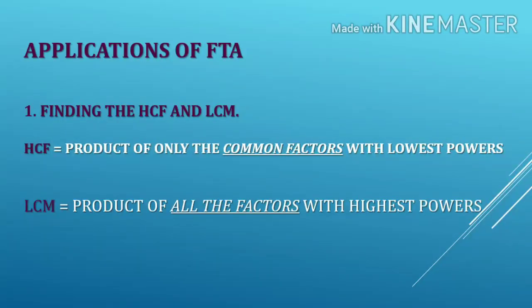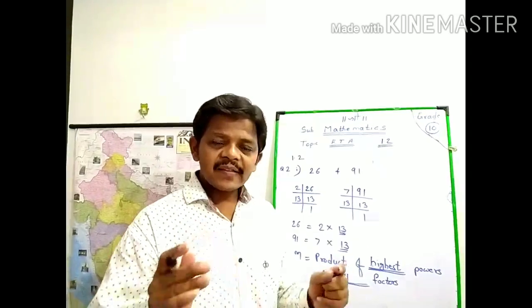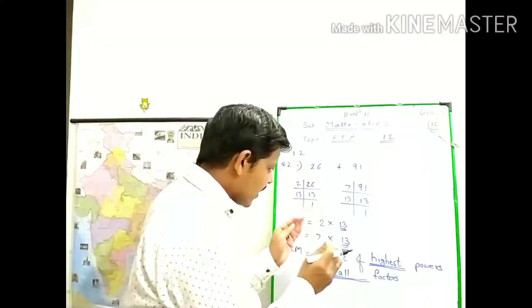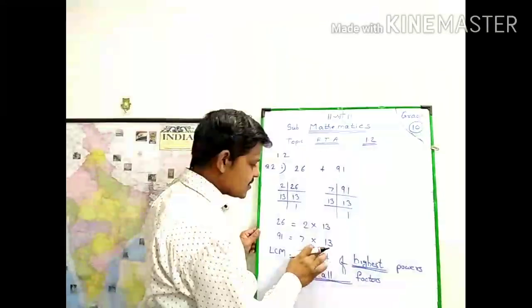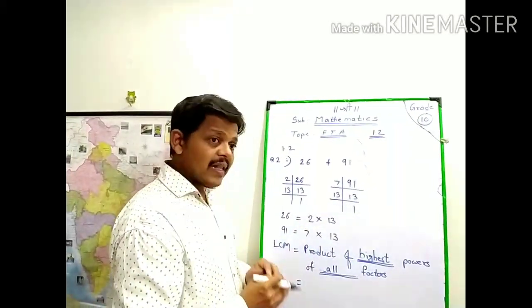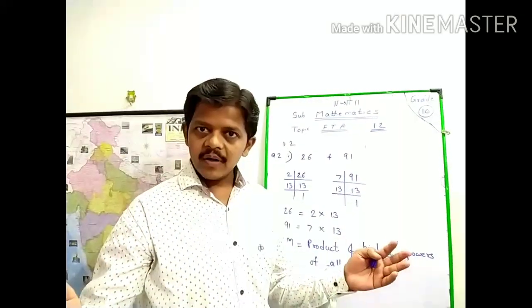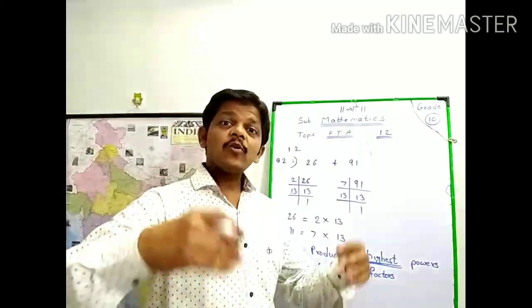Let us see what LCM is. LCM says product of highest powers of all factors. In HCF, there were only common factors with lowest powers. See, HCF is a small number, so we'll reduce it. We'll find only the common factors and that too with smaller powers. LCM is a bigger number, so we'll find all the factors, that too with higher powers.